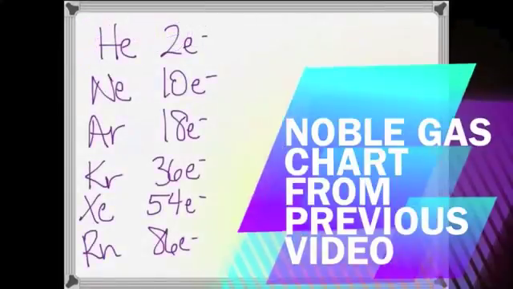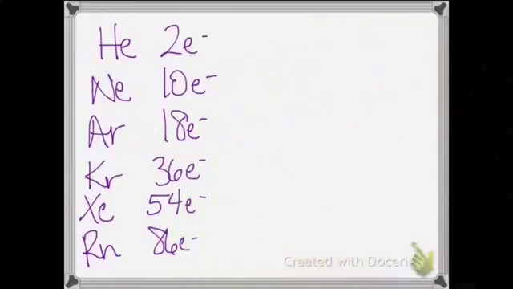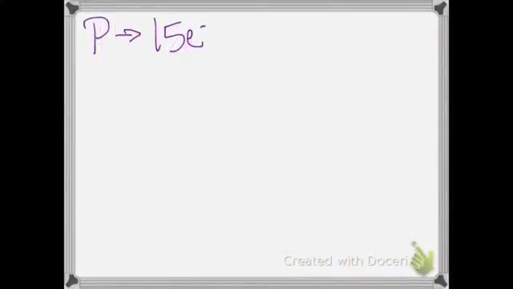The practice problem is phosphorus. Try it on your own, come back and see how you did. So phosphorus has how many electrons? 15. 15 electrons. So if we look at that list we just made, phosphorus has 15 electrons, which is going to be what noble gas?